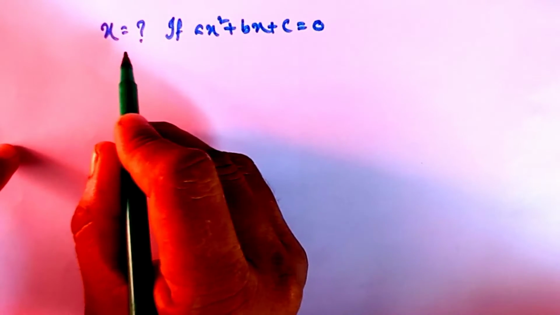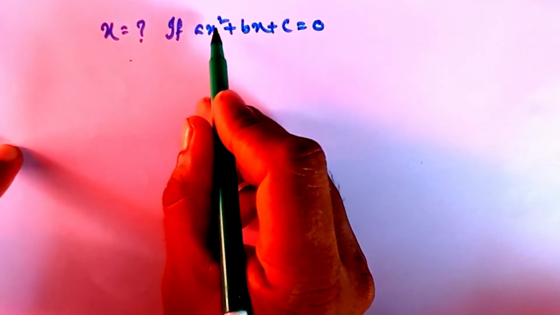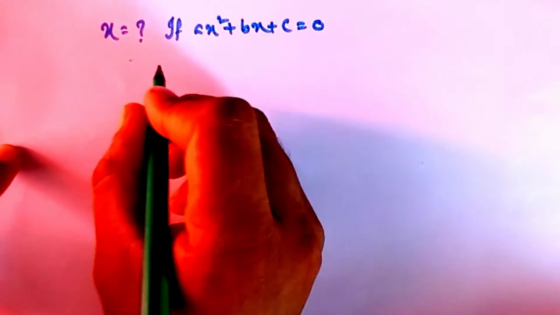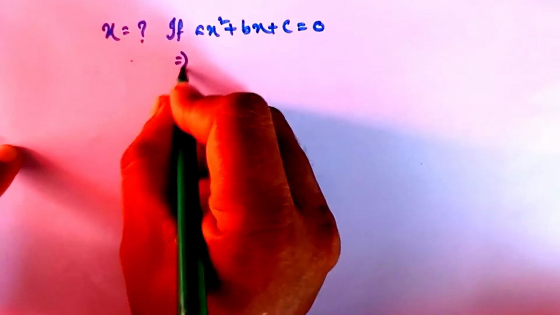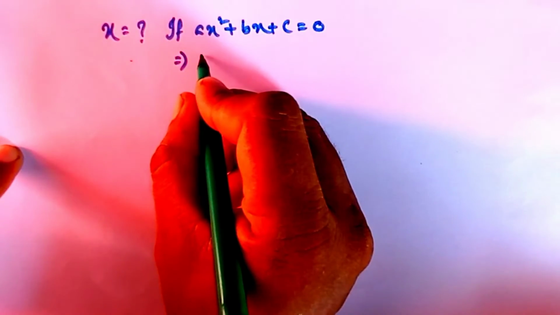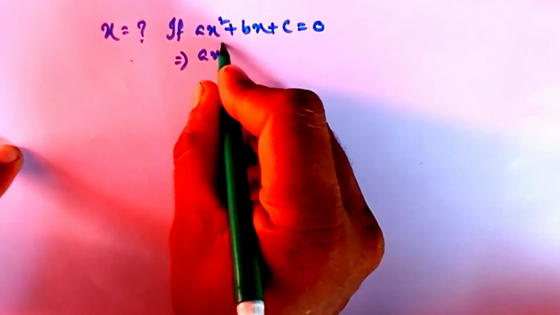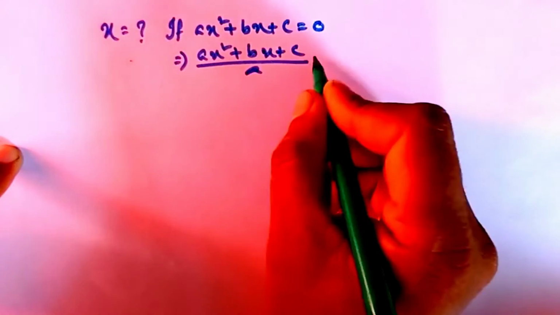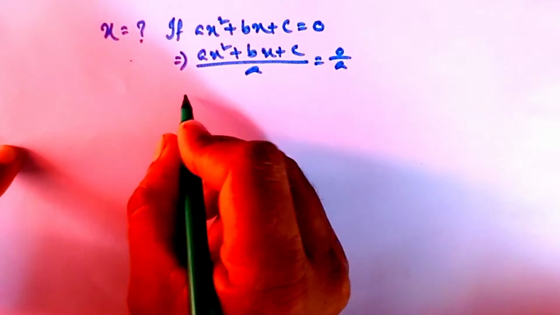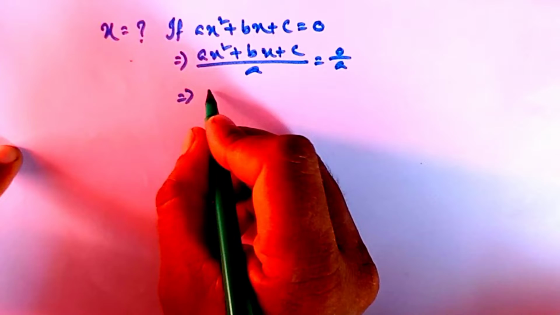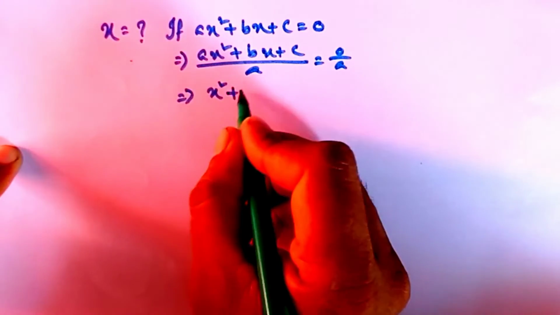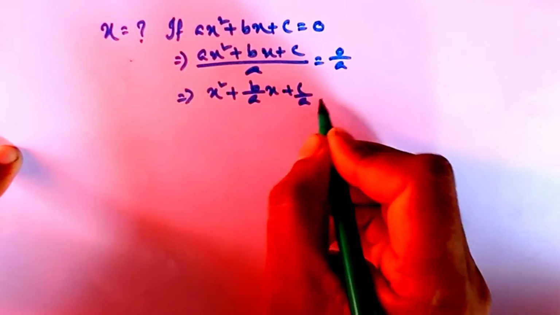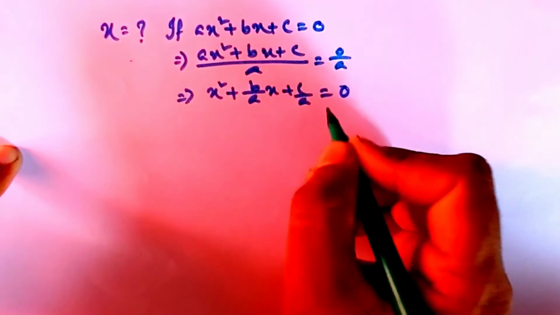Today we find the value of x if ax square plus bx plus c is equal to 0. First, in this equation we divide by a on both sides. So we get x square plus b by a x plus c by a equal to 0.